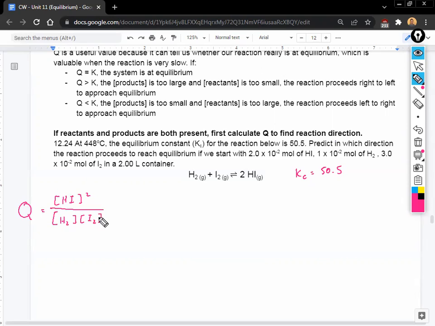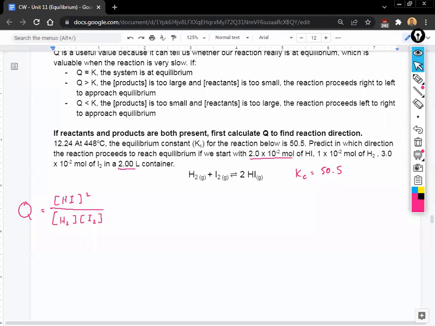Okay, so what I want you guys to do is calculate Q, compare it to the equilibrium constant, and see which direction the reaction still wants to go to. One thing I do want to mention though is that we have moles and liters, so you do need to convert into molarity. Okay. We're at 12.24, applications of the equilibrium constant.